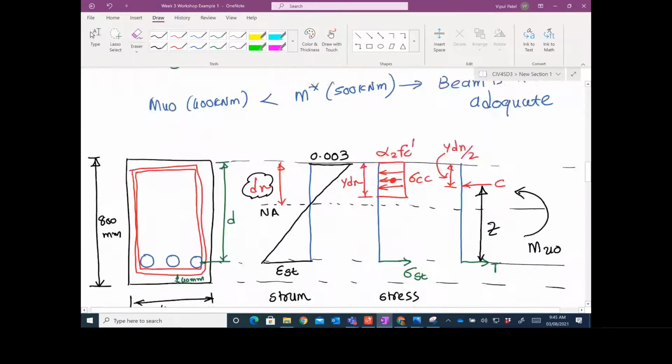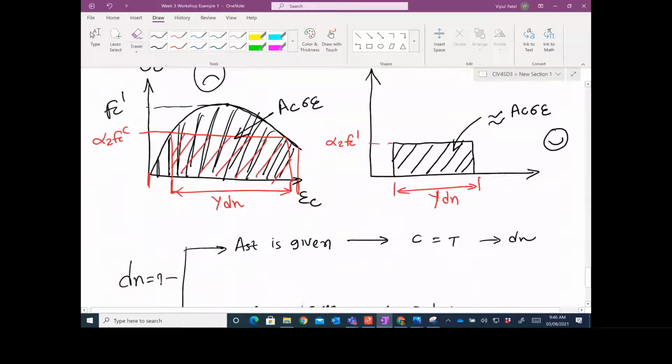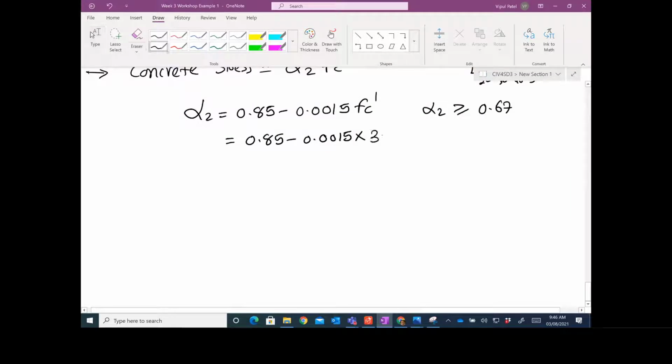f'c was 32 megapascals. If you solve this one, you will get 0.802, and a quick check is that it should always be greater than 0.67, right? So therefore it is okay, the right part.